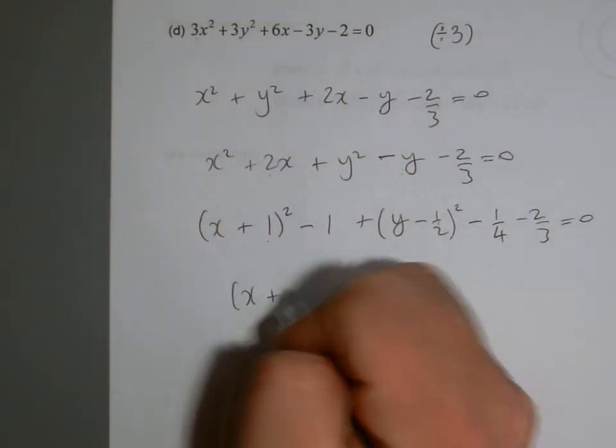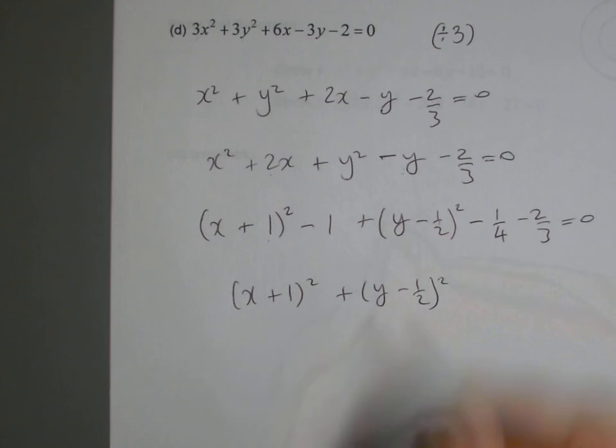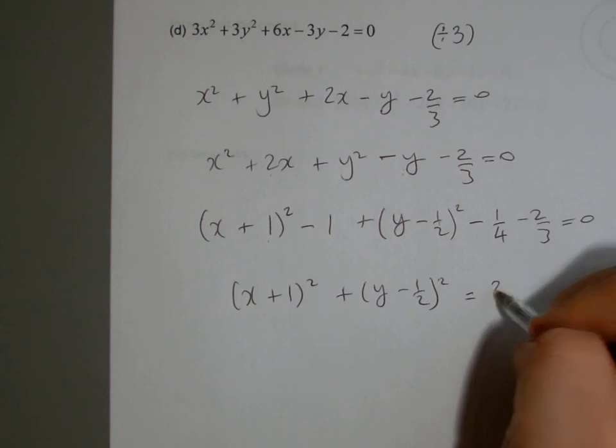So you get x plus 1 all squared, y minus half all squared. And then if we do those numbers, I'll do that on my calculator, minus 1 minus a quarter minus 2/3, and I get minus 23 over 12. Take it over to the side, I get that.